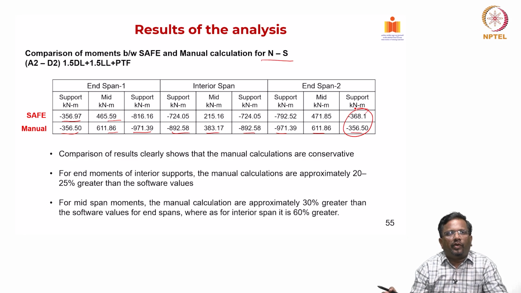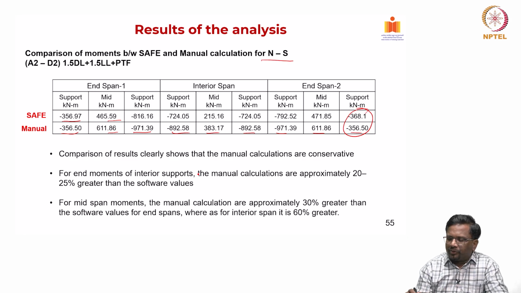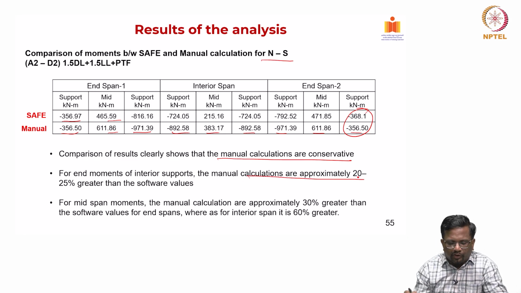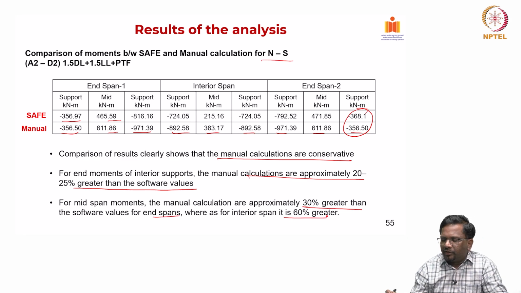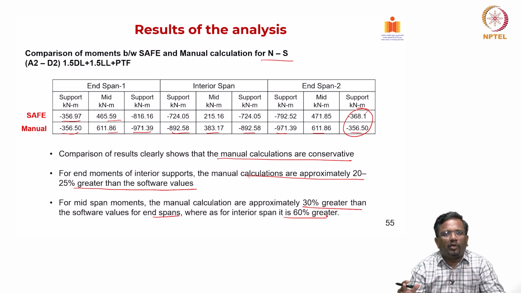So, you find that the comparison clearly shows that manual calculations are conservative, and for end moments of interior supports the manual calculations are approximately 20 to 25% greater than the software values. For mid span moments the manual calculations are approximately 30% greater than the software values for end spans, whereas for interior spans at some locations it is higher. Again, that is because of the differences in the way that you have modeled and the way that we have done the simple calculations using your manual method.